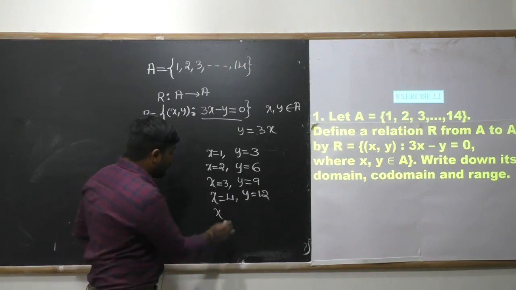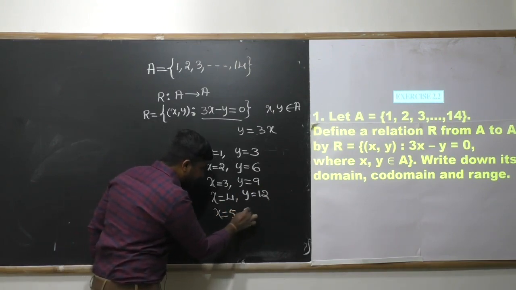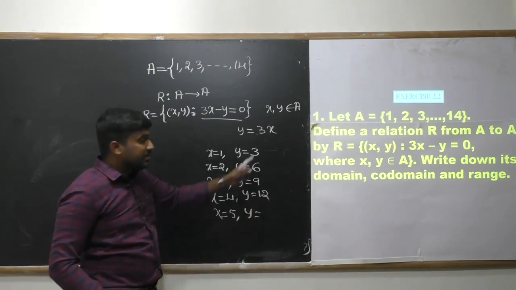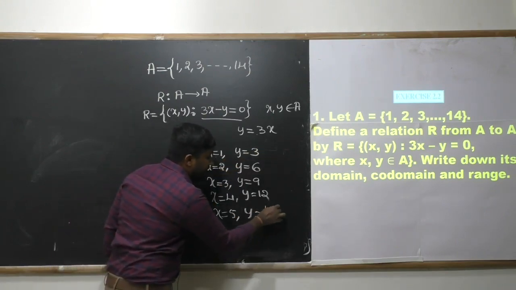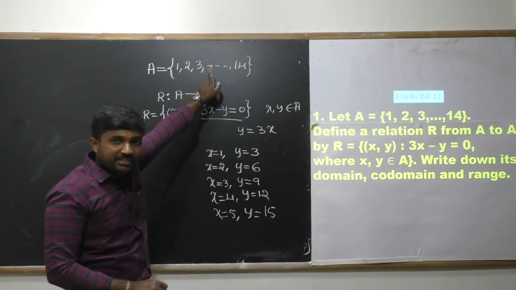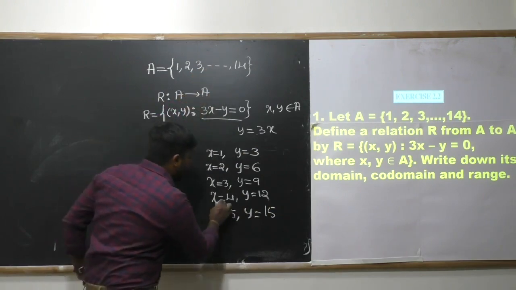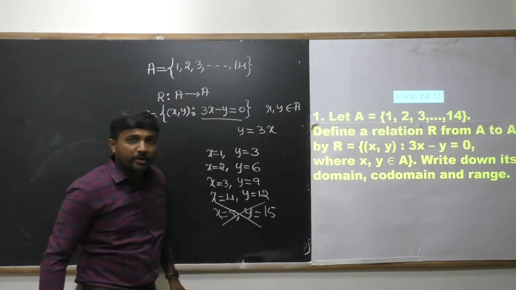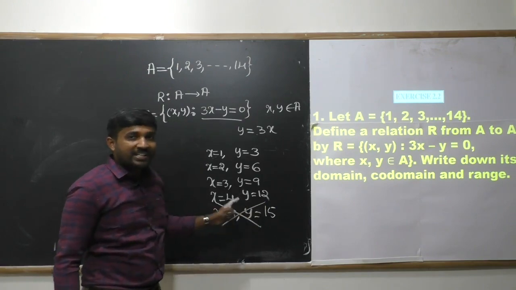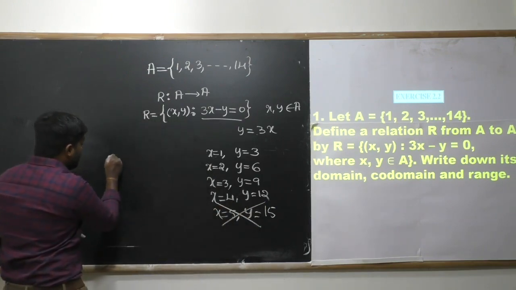Suppose I substitute x is equal to 5, what does the y value become? 3 into 5, that is 15. Whether 15 is there in the given set A? No. Therefore, this is not allowed. Okay, now what are the elements of this relation R?